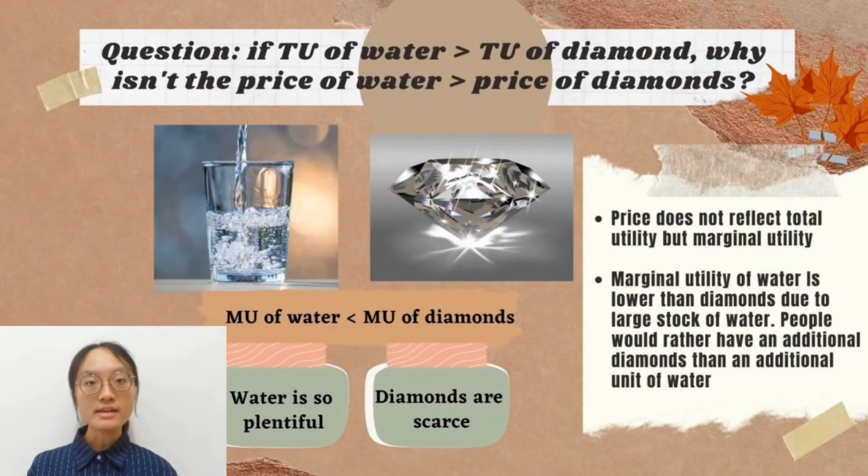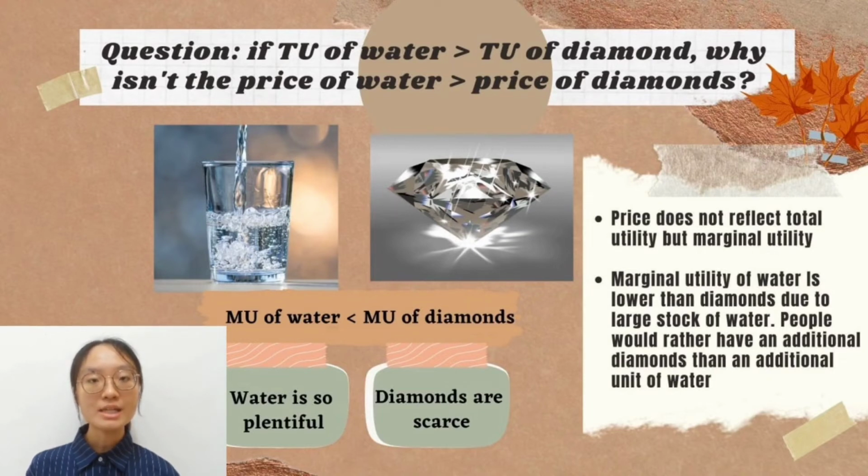So the question is, if the total utility of water is higher than the total utility of diamonds, why is the price of water not higher than the price of diamonds? First, price does not reflect total utility but marginal utility. The marginal utility of water is lower than the marginal utility of diamonds. The marginal utility of water is low because water is so plentiful. It can be explained in terms of demand and supply. The supply of water is large because it is easy to obtain in most places.